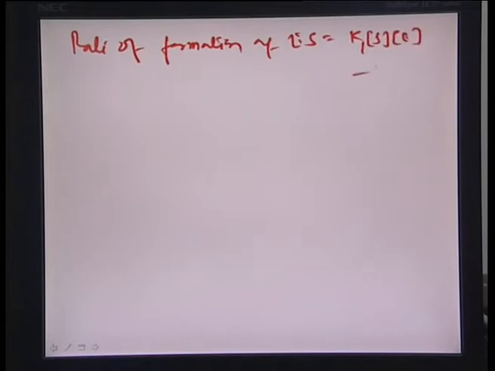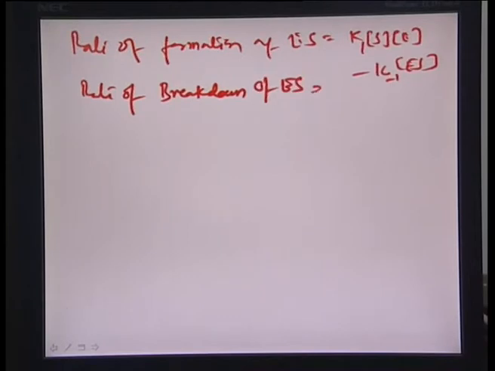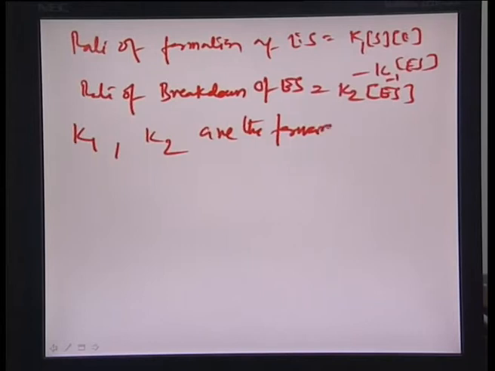So therefore, the rate of formation of ES, the enzyme substrate complex, is given by K1 concentration S concentration E minus K minus 1 concentration ES, and the rate of breakdown of ES is K2 concentration ES. Now these K1 and K2 are the forward rates, K minus 1 is the reverse rate. Okay.